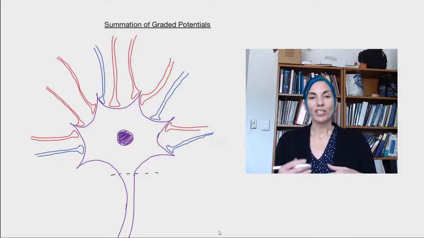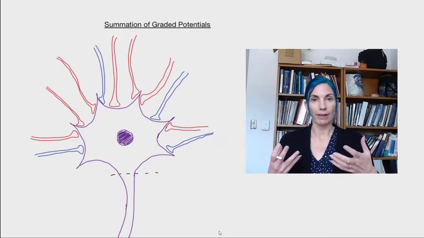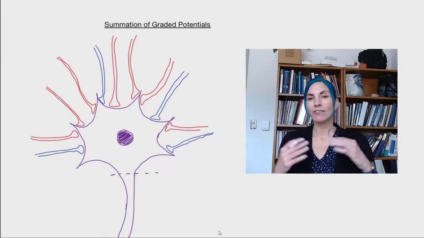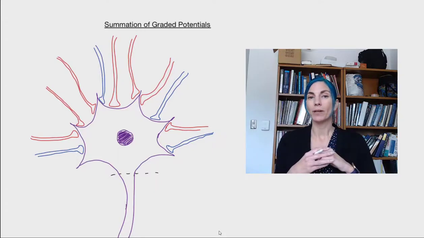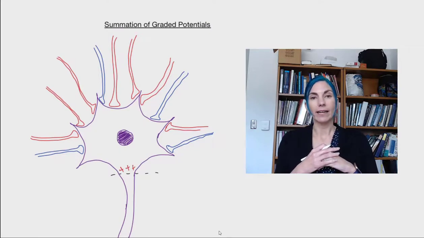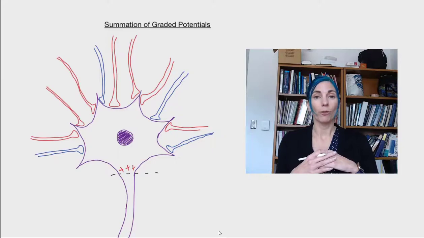So in the previous lecture, we learned about graded potentials and how those graded potentials in the cell body and the dendrites of a neuron will influence whether or not the minus 55 millivolts threshold is reached at the axon hillock. And remember, as long as we have enough depolarization at that axon hillock, we will trigger action potentials down the length of the axon.